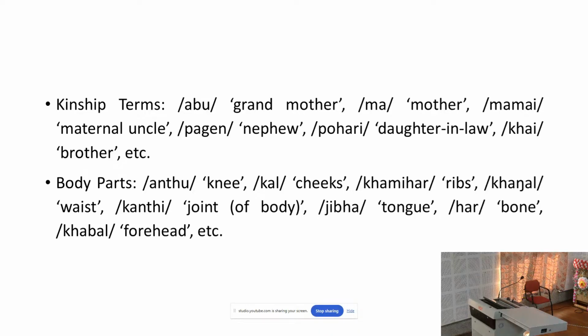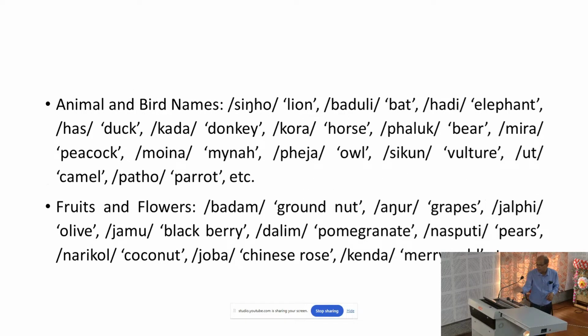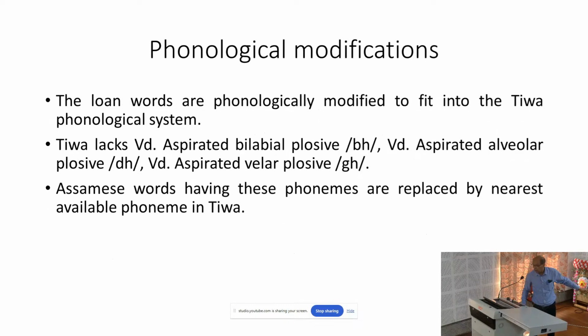Assamese kinship terms. Abu is a grandmother, Ma is mother, Mama in Assamese we call Mama. Then in Assamese we say Bhagin, it becomes Pagin because of phonology modification. But whatever it is, in linguistics we say the kinship terms are never ever borrowed, but Tiwa वो रूल ब्रेक कर दिए हैं, उन लोगों ने बोरो करना शुरू कर दिए हैं. Even body parts, there are a lot of things which I don't want to go into. Say animal, bird names, fruits and flowers, almost all names are Assamese. Of course, there is what we call phonology modification.